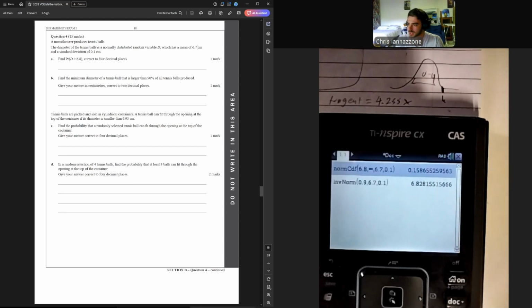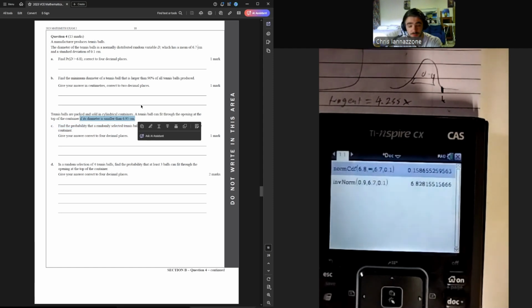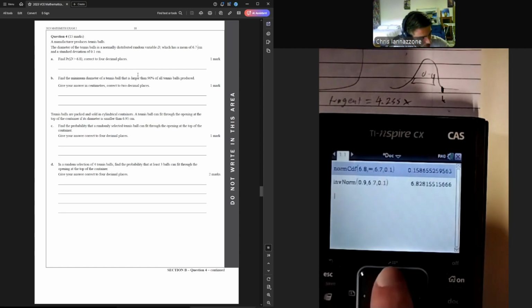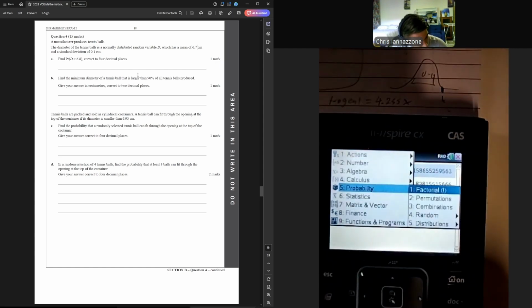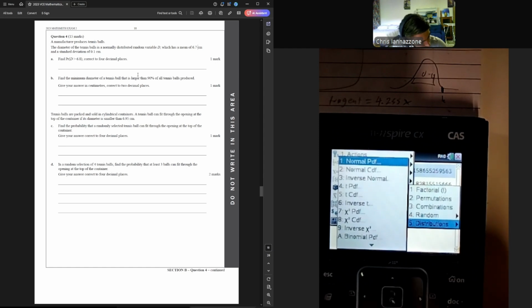Okay, part C. Find the probability that the tennis ball will fit through the opening at the top of the container, where the top of the container has a diameter. Well, a tennis ball can fit in there as long as it's smaller than 6.95 centimeters in diameter. So again, this is kind of a probability thing. You want to have your diameter less than 6.95 centimeters. What's the probability of that occurring? So 6.95 becomes an upper bound now. Menu 5, 5, 3 in 2 rather.